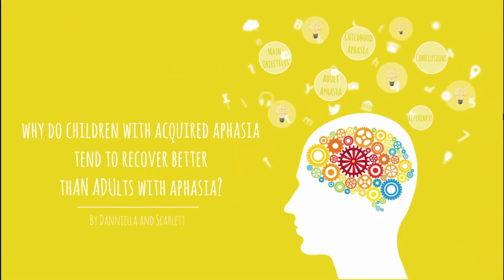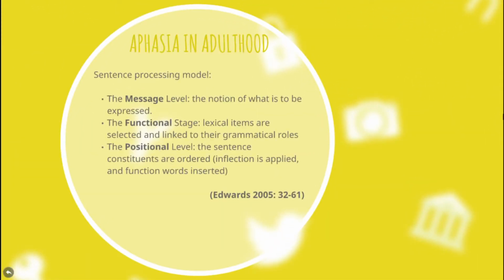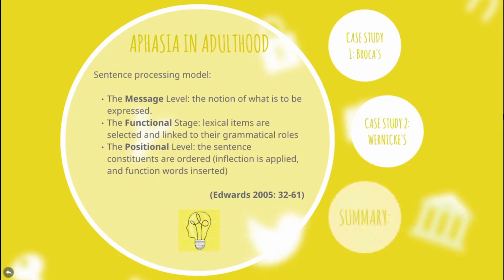Since we've already established what Broca's and Wernicke's are, and what traits make them significant to their particular type of aphasia, I'd like to introduce you to a model created by Susan Edwards called the Sentence Processing Model. It explores the 3 stages of sentence production, and from this you can establish the type of aphasia the patient has. The first stage is the message level, which involves semantic and possible pre-semantic activity. It is being able to convey the message you wish.